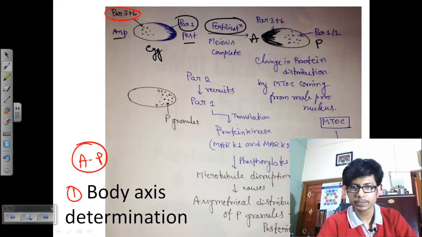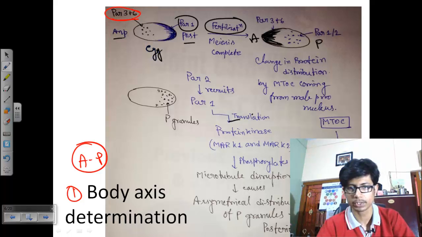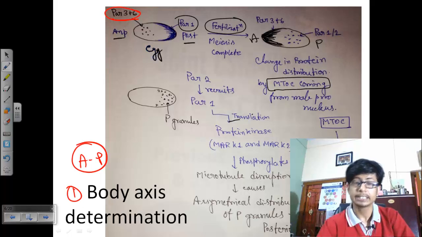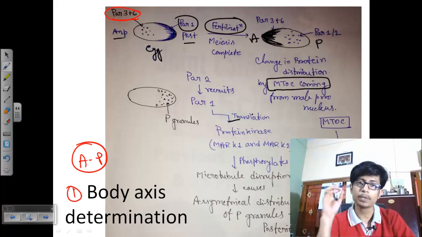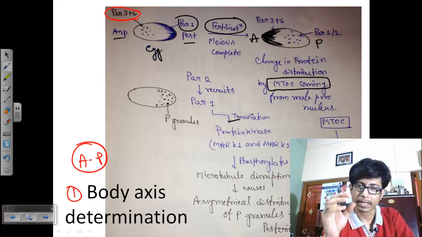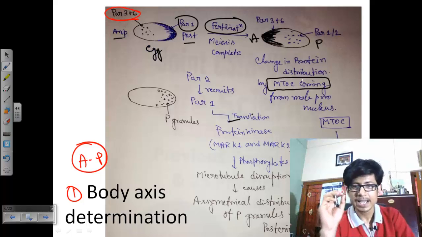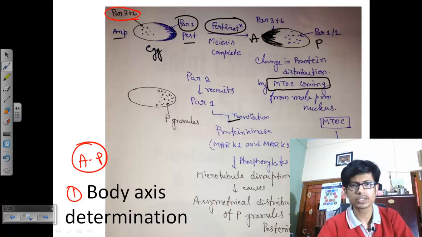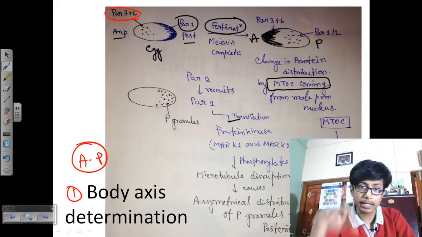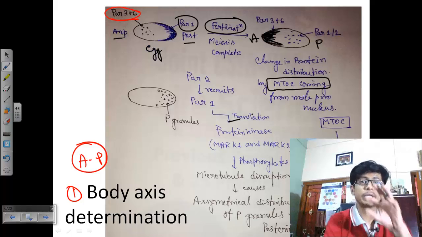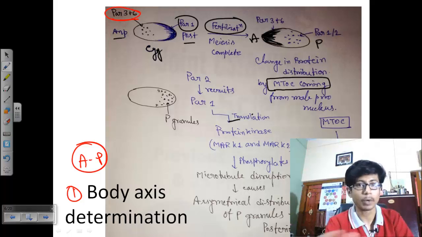Now, during this process, this is a change in distribution, right? And what causes this change in distribution? This change in distribution of these PAR proteins is made by the microtubule organizing center that comes from the sperm, because sperm donates that microtubule organizing center, or MTOC. From the MTOC, lots of microtubules develop, which will drive these PAR proteins to the proper region to ultimately define the fate of that region of the body axis.